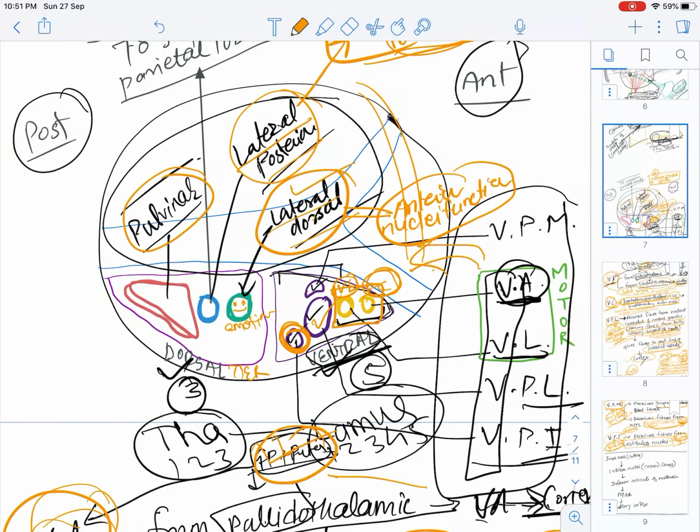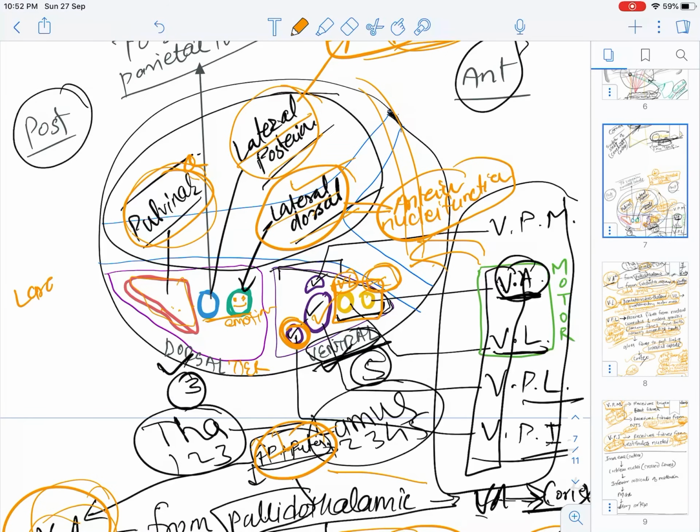Next is pulvinar. Pulvinar is a very large structure. Okay, for this I have drawn it bigger. As you can see, it is almost 3 to 4 times of these 2 small nuclei. So pulvinar is a very strong and largest nucleus of the thalamus. This again comes as a question. Largest nucleus of thalamus is pulvinar. Okay, and it is the posterior dorsal tier group of nuclei in the thalamus.